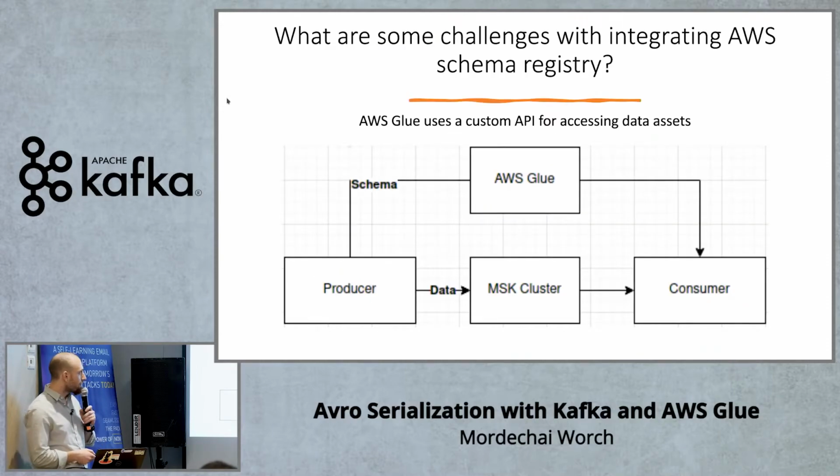However, there are some challenges with integrating AWS Schema Registry. Anyone have an idea of what some of those challenges could be? Latency, okay. Propagate ID. Any other ideas? If you think about it, regarding latency, maybe it might not be a problem because you're already using some other schema registries, so latency is basically equivalent. With propagating the ID, that might be a challenge, but again, it's similar to using other schema registries.